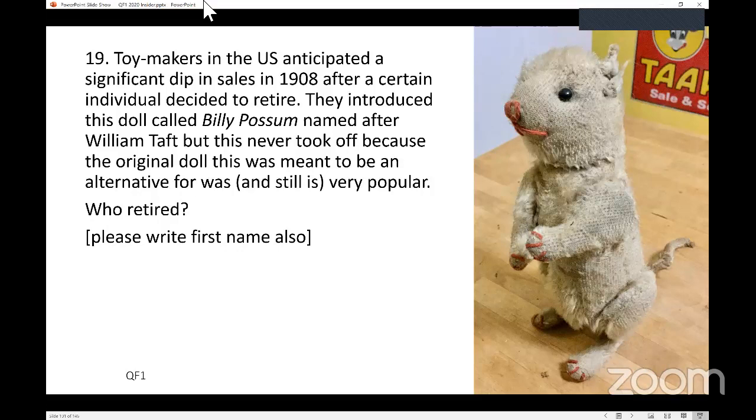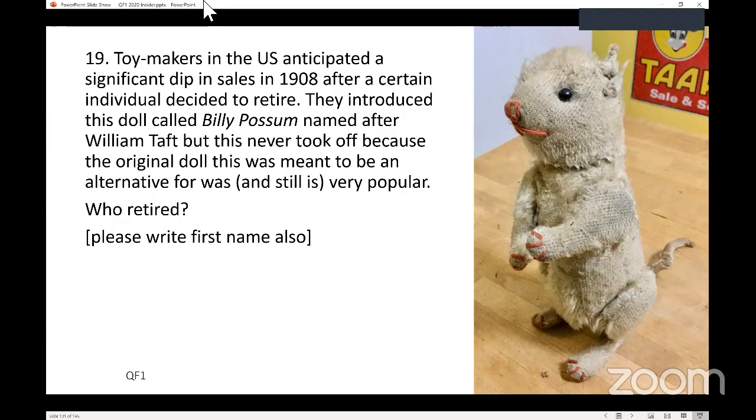So question 19. So who retired in 1908? Siddharth, please go ahead. This is Uncle Sam. Not Uncle Sam, he's a real life person. Siddharth, please go ahead. It's Teddy Roosevelt. That is correct.